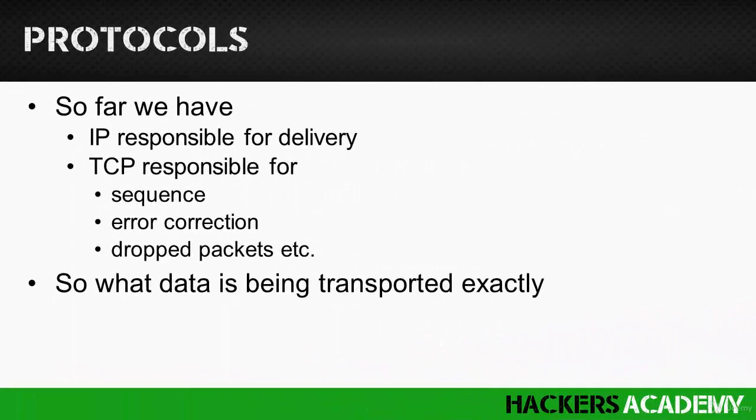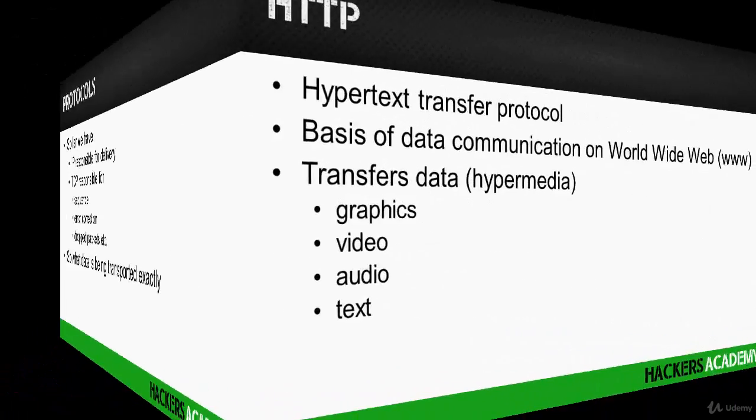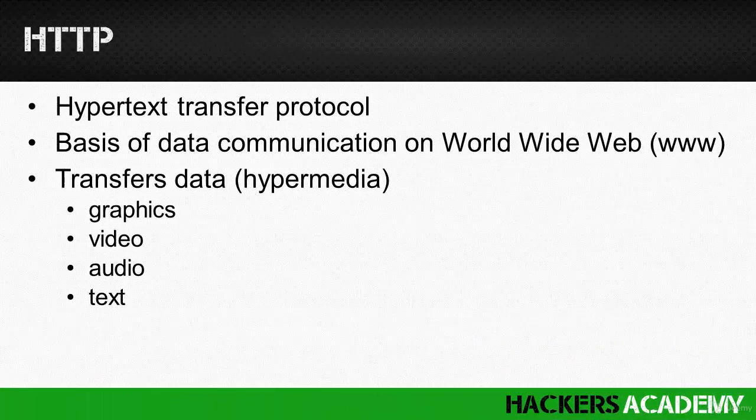So what is the web traffic exactly? There is the IP packet taking care of the source address, the destination address. There's the TCP packet taking care of the data sequence, the error correction, and the dropped packets. But what is the web data? The web data is in a third protocol called the Hypertext Transfer Protocol, the HTTP. HTTP is the basis of data communication on the internet, on the World Wide Web. This is how we transfer graphics, video, audio, text, and links.